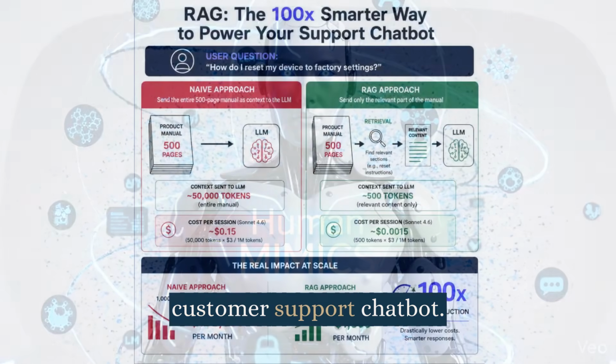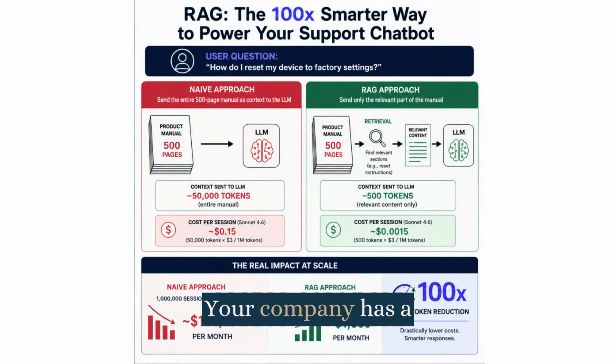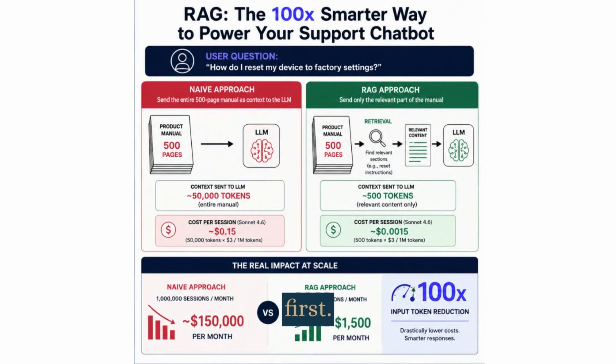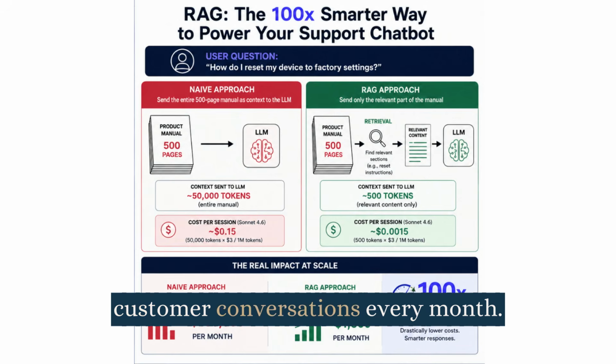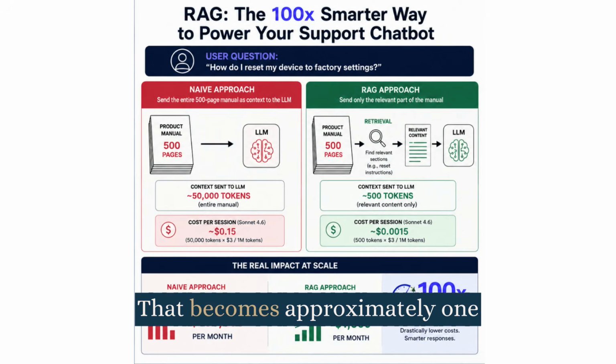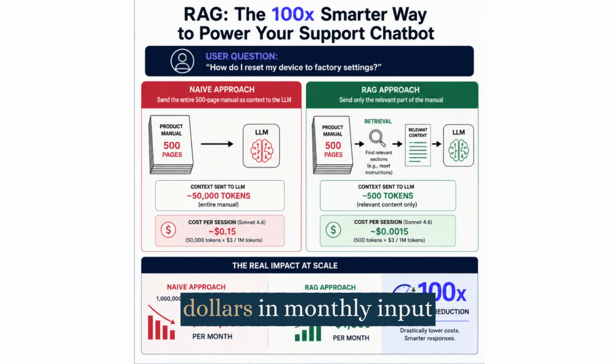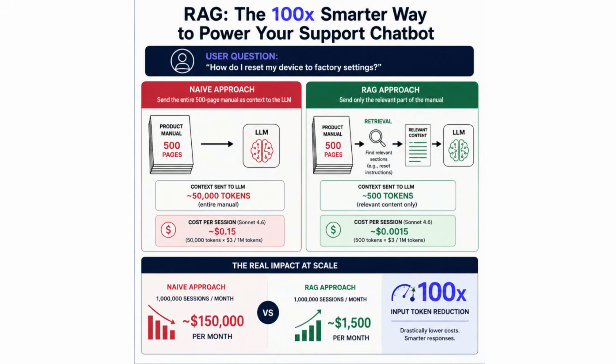Imagine you built a customer support chatbot. Your company has a 500-page product manual. Every time a customer asks a question, the naive approach sends the entire manual to the LLM as context. That could be around 50,000 input tokens for a single request. At roughly $3 per million input tokens, that may sound small at first, but costs add up quickly. A single request costs about 15 cents. Now imagine 1 million customer conversations every month. That becomes approximately $150,000 in monthly input costs.